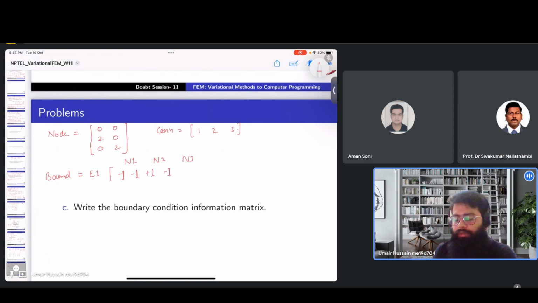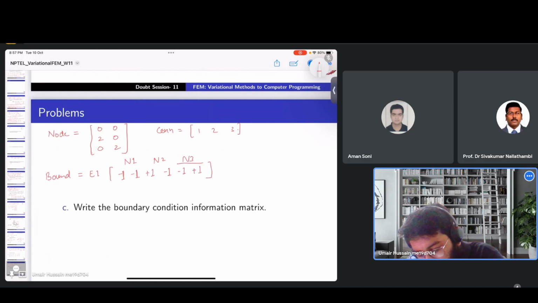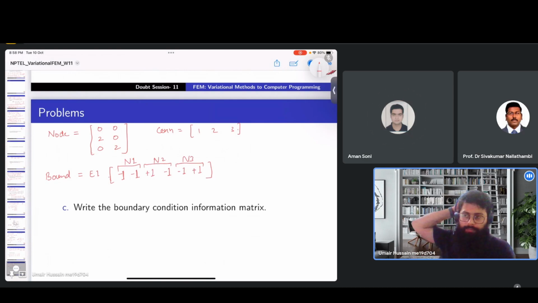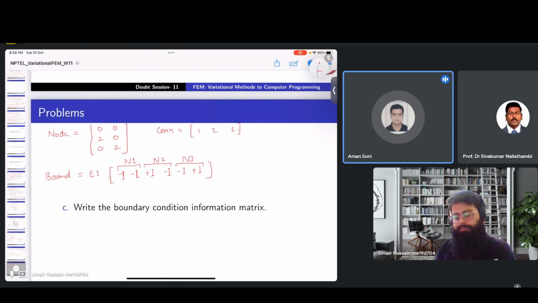So for node 3, in the x direction we have a Dirichlet boundary condition, and in the y direction we have a Neumann boundary condition. There is no fixed way to give this information. It depends on how we are planning to implement this in our code. So this is the matrix you were asking for, the boundary condition information matrix.